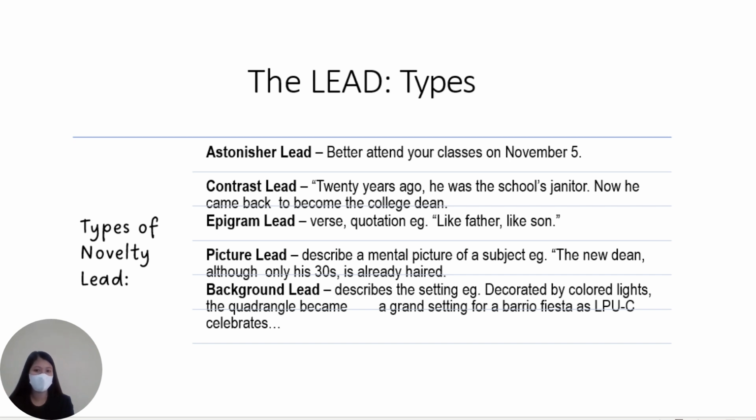Another one is the background lead. You describe the setting. It's somehow similar to the picture lead, where you describe the subject, but in the background lead, mostly the focus is on the setting of your article. For example, decorated by colored lights, the quadrangle became a grand setting for a Barrio Fiesta as LPUC celebrates its first founding anniversary, like that.